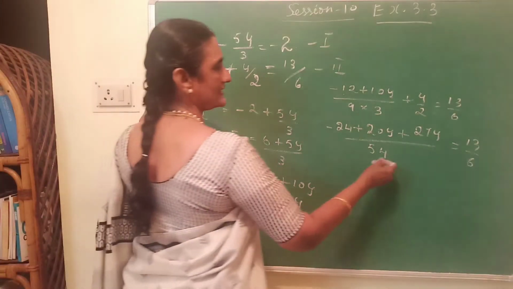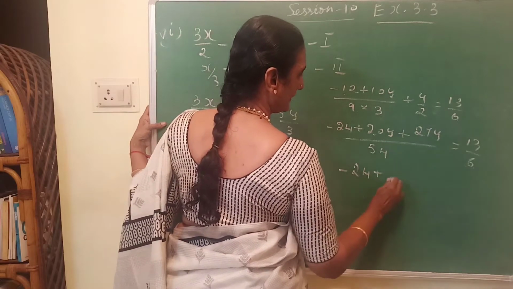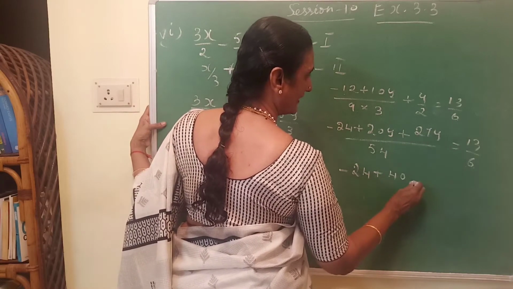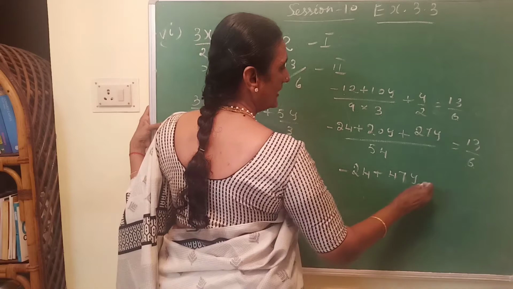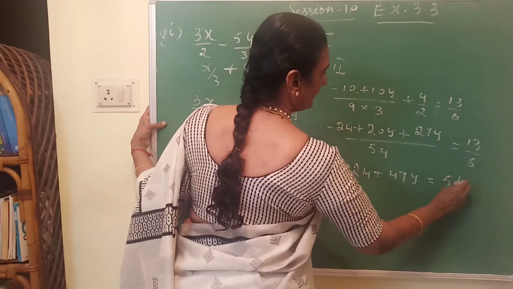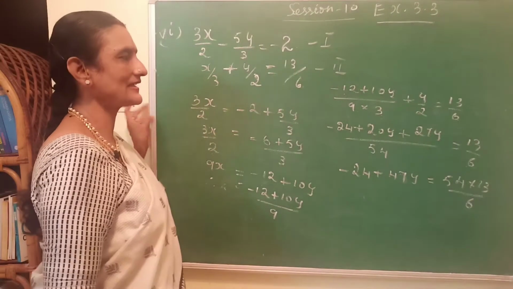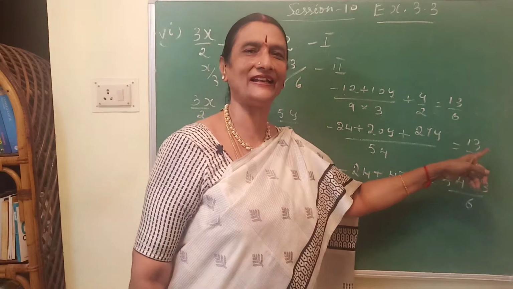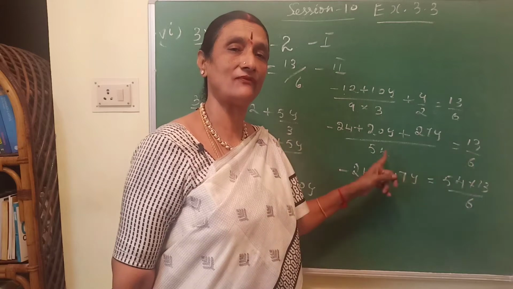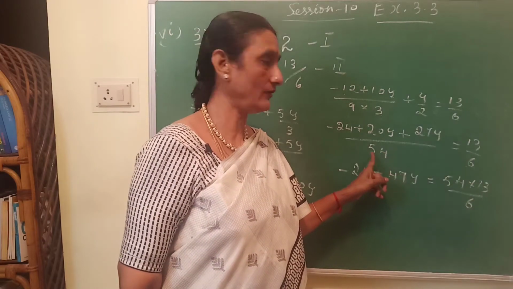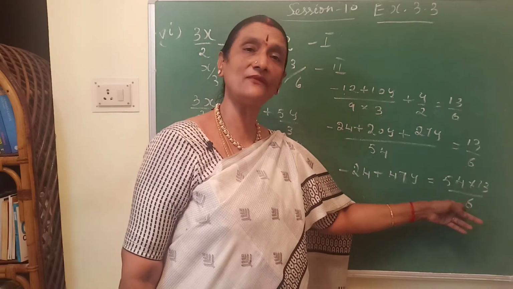Okay, now I can straight away cancel this, or I will write like this: minus 24 plus 20 plus 27 gives you 47y, so that is equal to 54 into 13 by 6. Why have I written like this? I don't want to multiply 54 into 13 and again get into a bigger number. So I can easily cancel, because 6 is a factor of 54 and 54 is a multiple of 6. So I can write it so that this denominator will get cancelled.